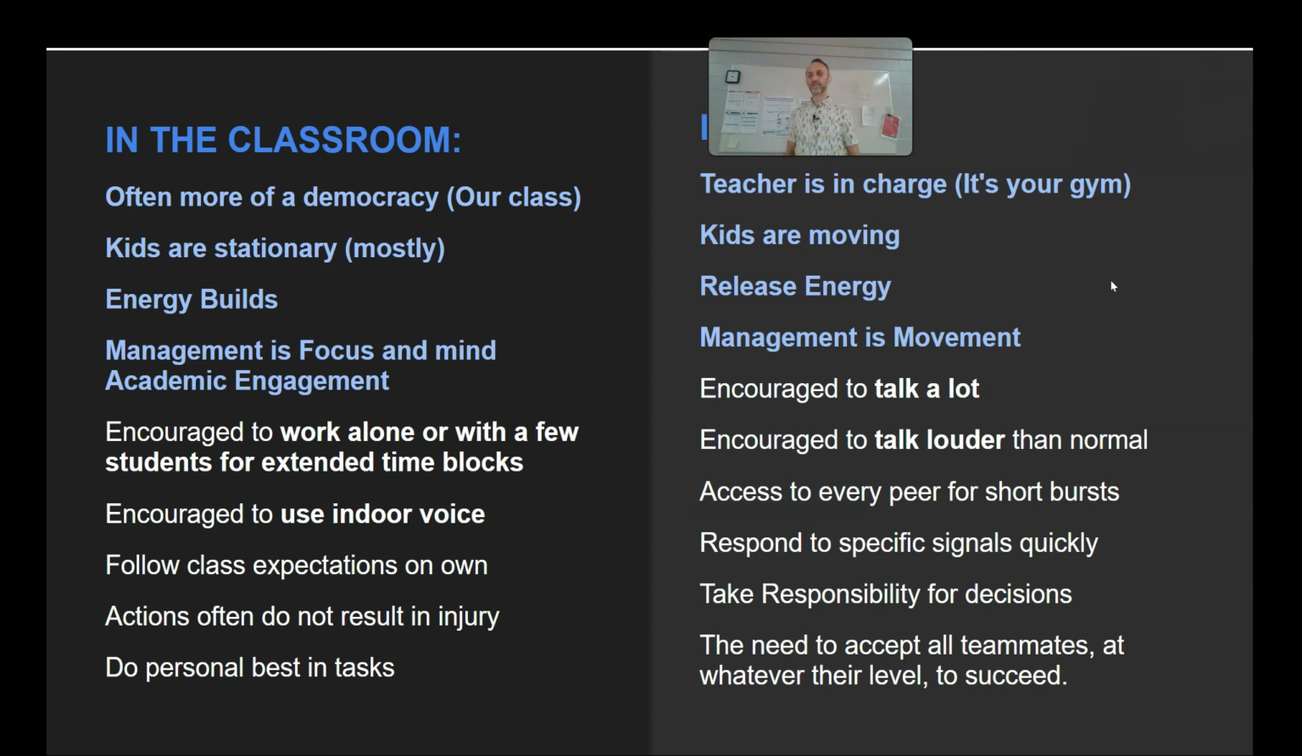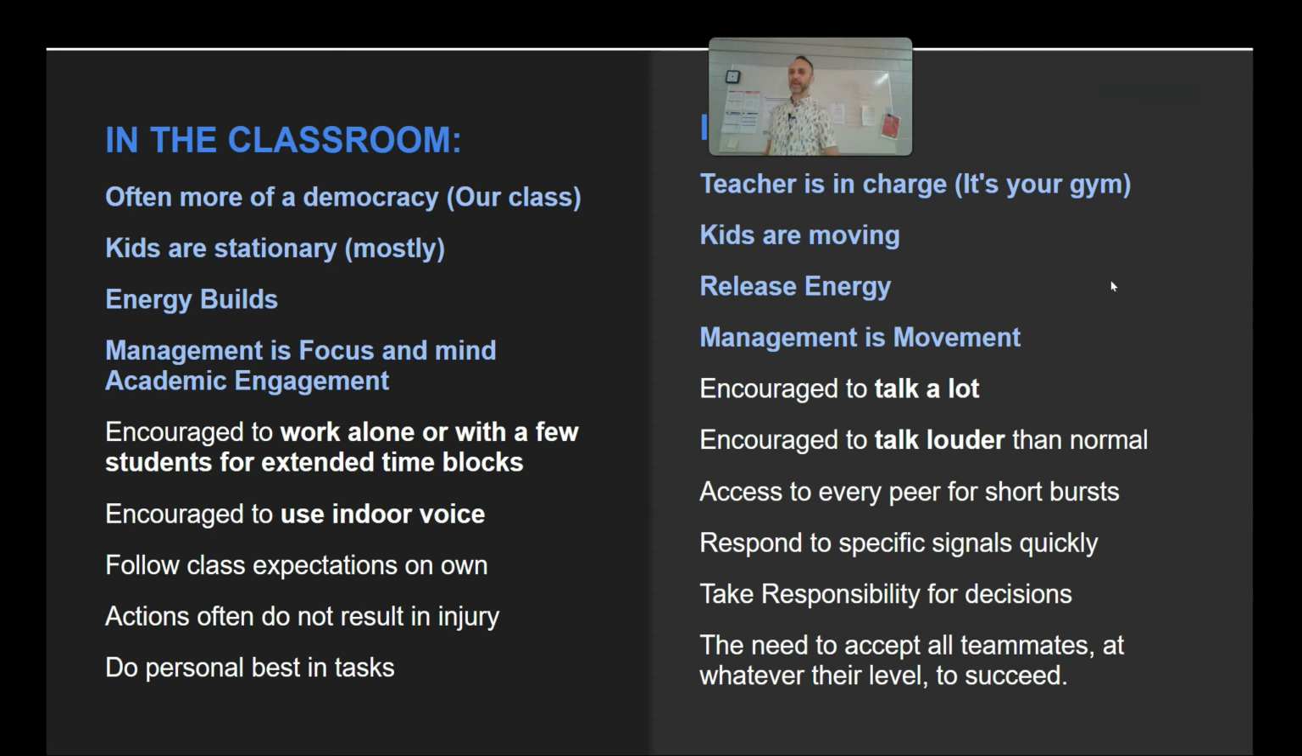In the classroom, kids are often not moving very much. Now, they may be milling about, but in the gym, they are constantly moving. In the classroom, energy is going to build up the more they sit. In the gym, this is where we get to release that energy. Management in the classroom is more on focus, academic engagement. How can you twist an activity so that kid can come back into it? In the gym, management is movement.